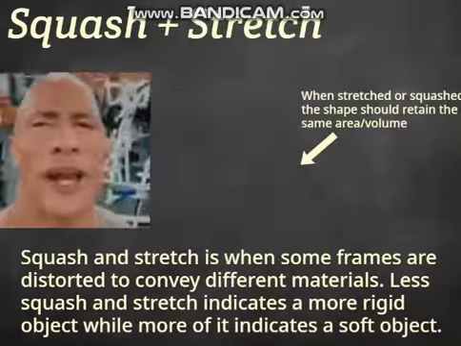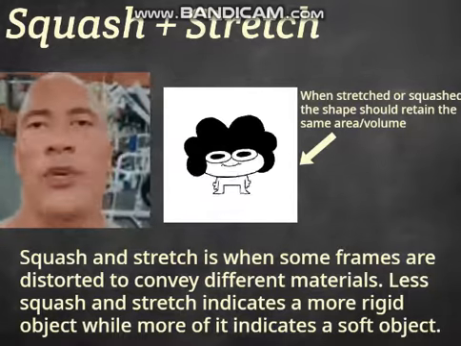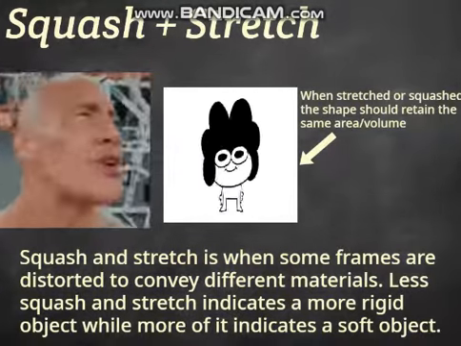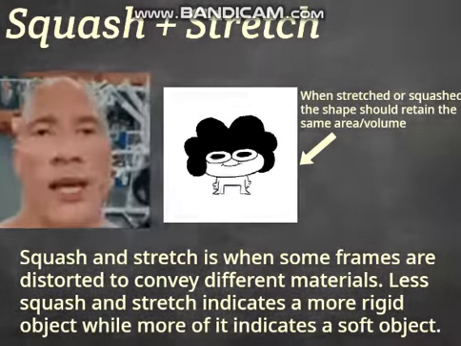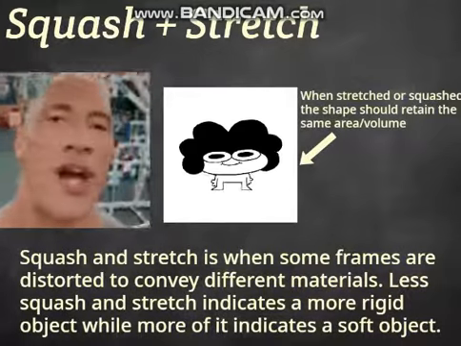The first one is squash and stretch, and is when some frames are distorted to convey different materials. Less squash and stretch indicates a more rigid object, while more of it indicates a soft object.